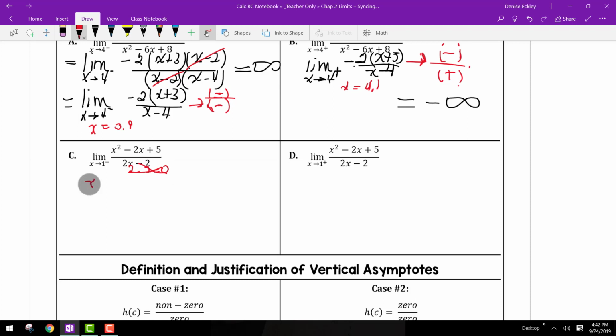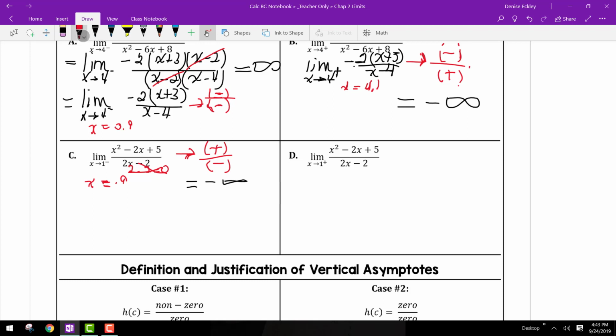So let's let x equal 0.9 because we're coming from the left of 1. And when we do that, we get 0.81 minus 1.8, so that's a negative, plus 5, which is a lot bigger. So we will have a positive number on the top, and on the bottom, we'll have 1.8 minus 2. That'll give us a negative number on the bottom. So that means that our limit is headed to negative infinity, which is what we saw in the graph.